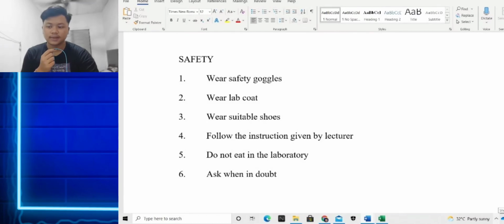Lastly, we go to the safety precautions. There are 6 safety precautions that I know from this experiment. The first one is we must wear safety goggles. Number 2, we must wear a lab coat. And number 3, wear suitable shoes. And number 4, follow the instructions given by the lecturer. Number 5, do not eat in the laboratory. And the last one is ask when in doubt.